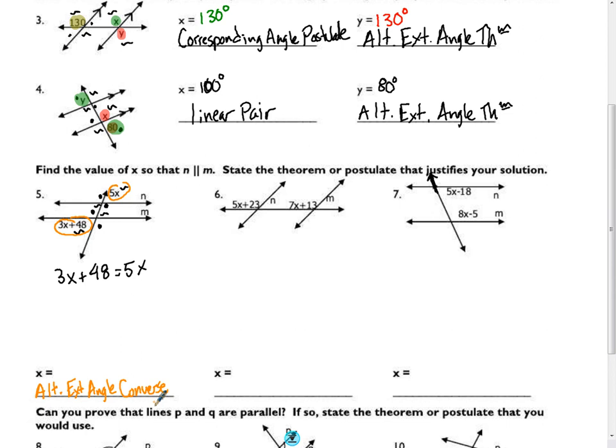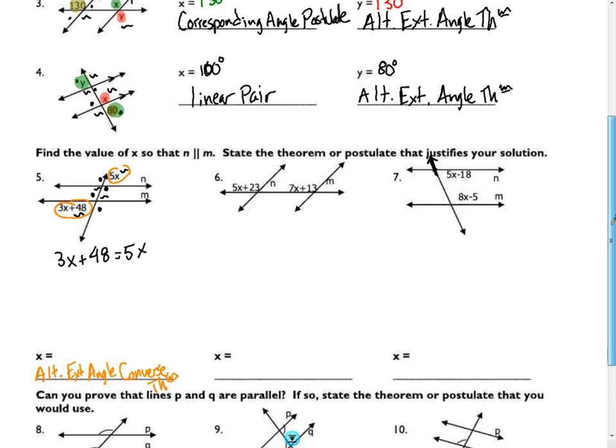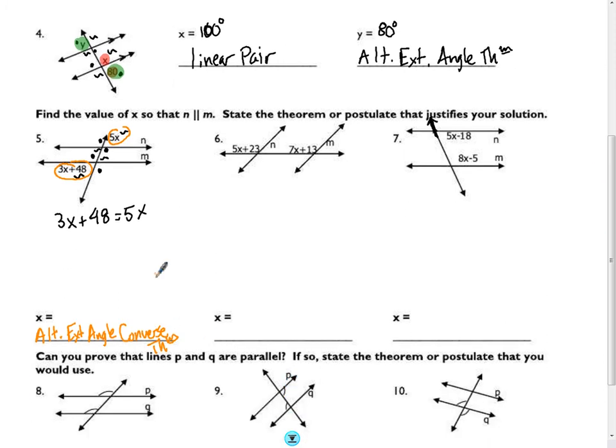But now let's go ahead and solve for x to find how that's going to be equal to each other. So I'm going to subtract 3x from both sides. I'm going to go ahead and divide by 2. And I'm going to get x is equal to 24.